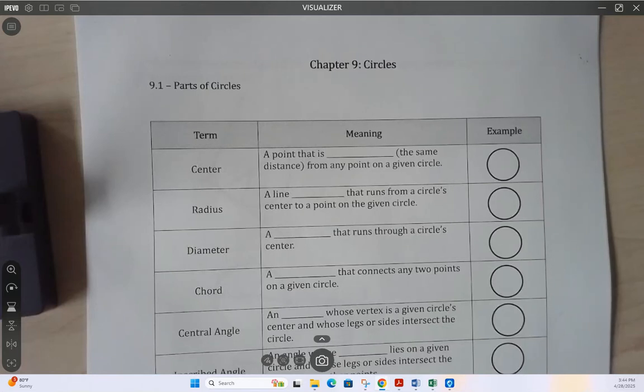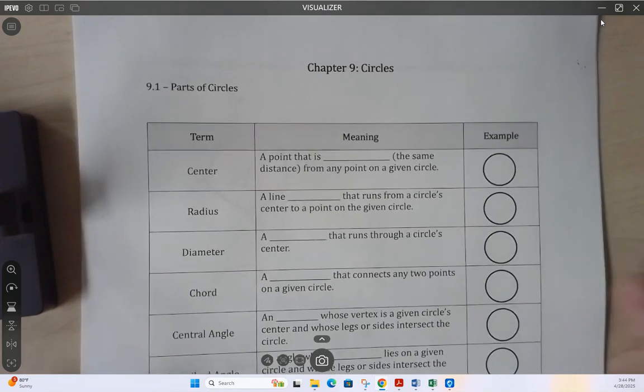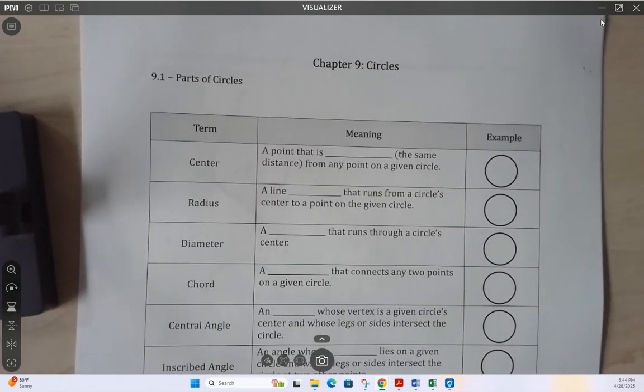Hello. We are here for 9.1. This is our first of our flipped lessons for Unit 9. We are looking at our parts of circles. Again, this is the first official lesson. Previously, that was a trial, a warm-up, a practice. This is now our first official. So we're going to jump right into it.